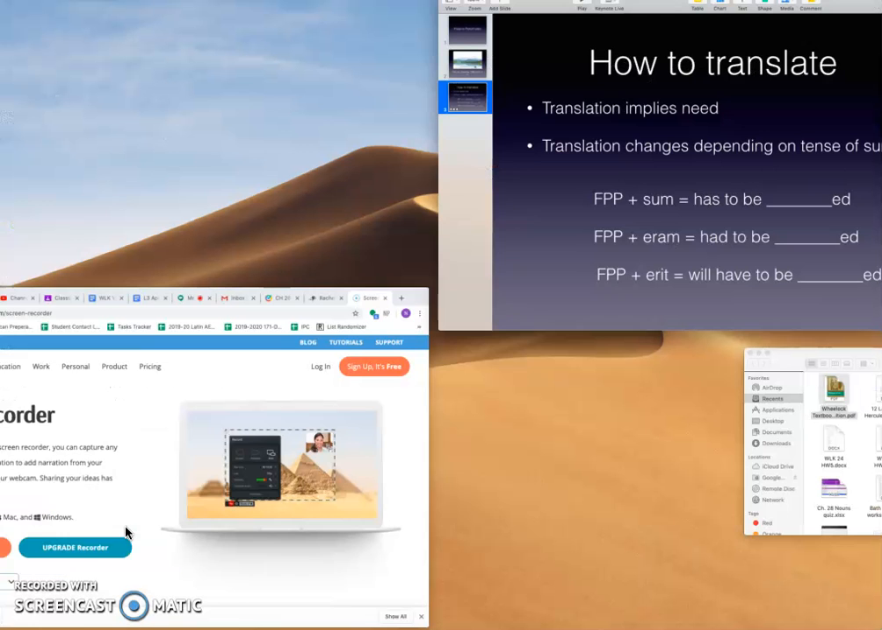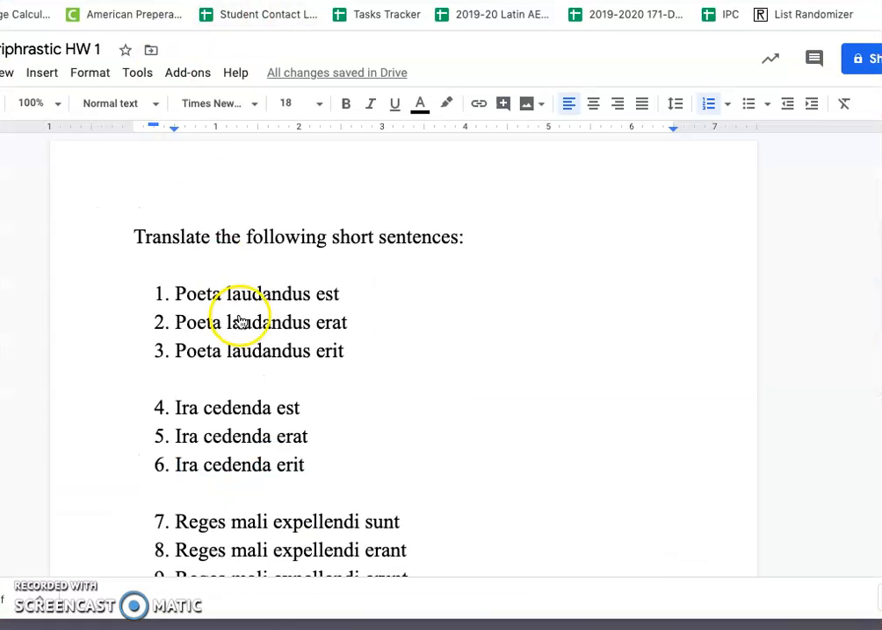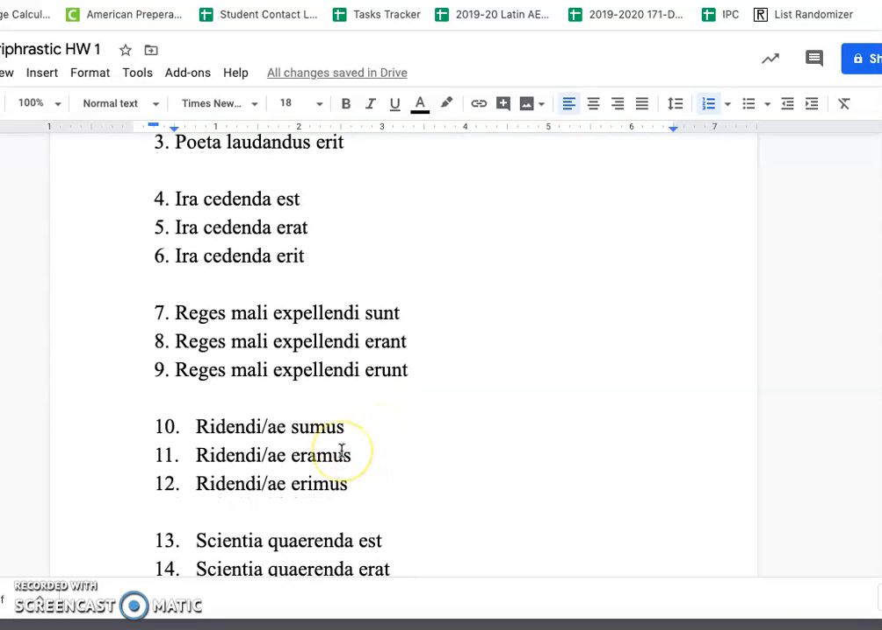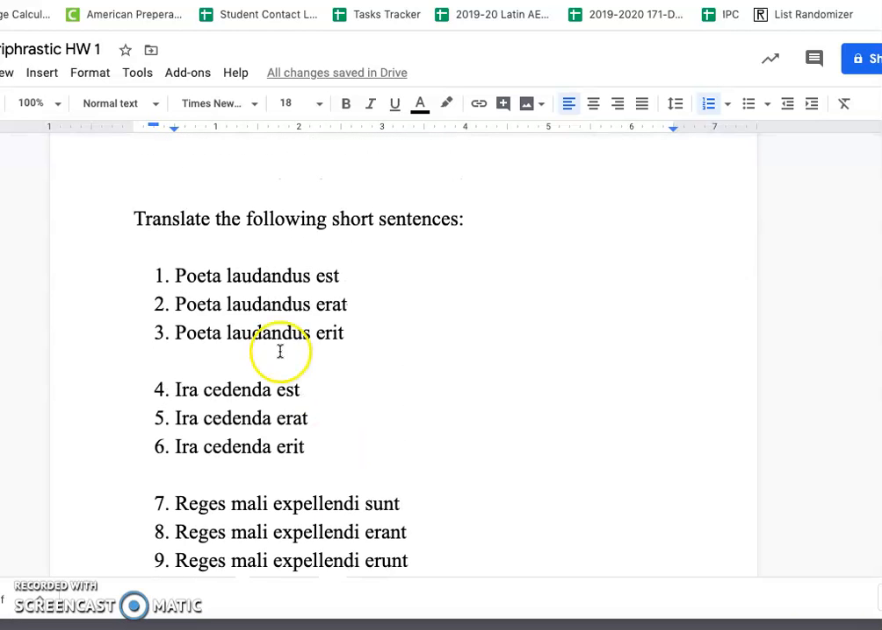Your homework assignment today is to translate some simple short sentences. The sentences will have the same translation except for the verb tense. I'm going to go through the first set with you, and then you guys will work on the rest of these on your own. These sentences only contain a subject and a verb. On our assignment on Friday, we're going to have sentences that are a little more complex.